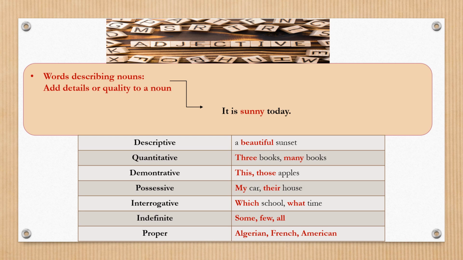There are different types of adjectives, such as descriptive, like beautiful, quantitative, like 3, demonstrative, such as this, possessive, such as my, interrogative, like which, indefinite, like some, proper, like Algerian, French, or American. Each type gives specific information about the noun it describes.